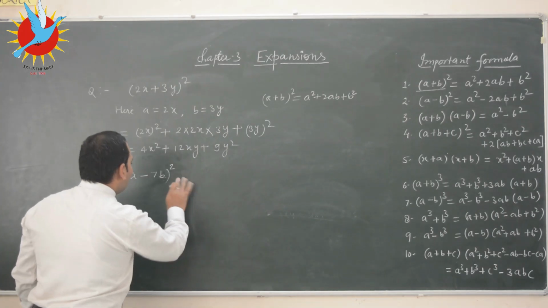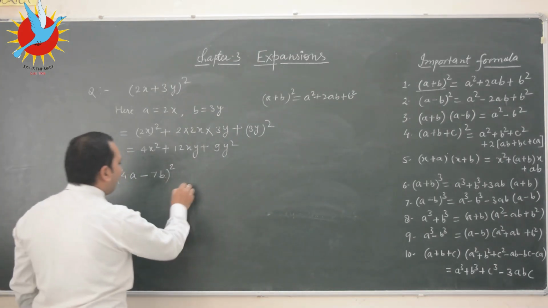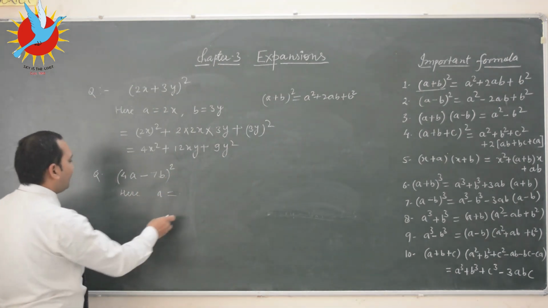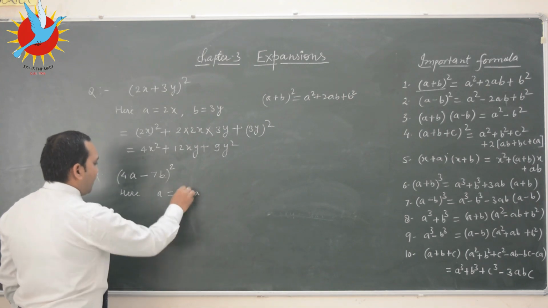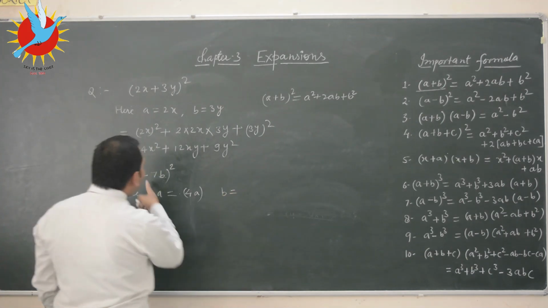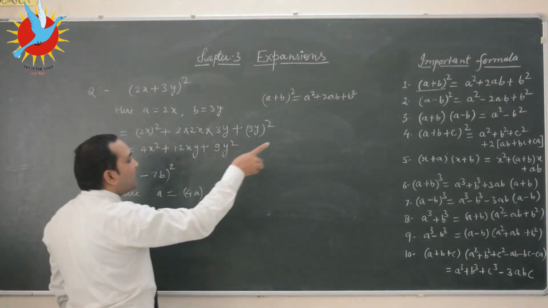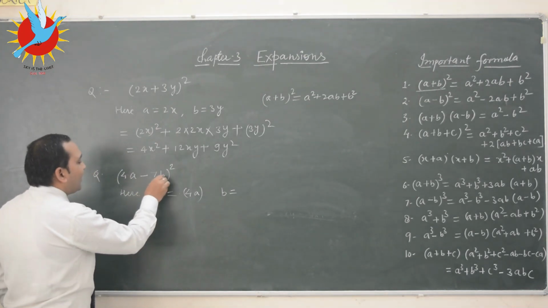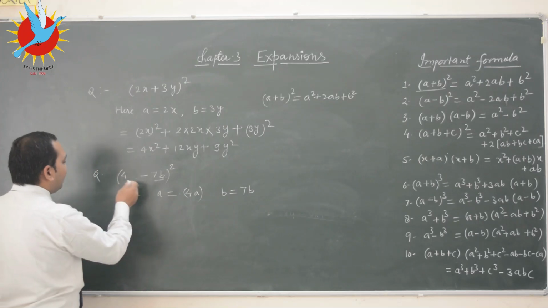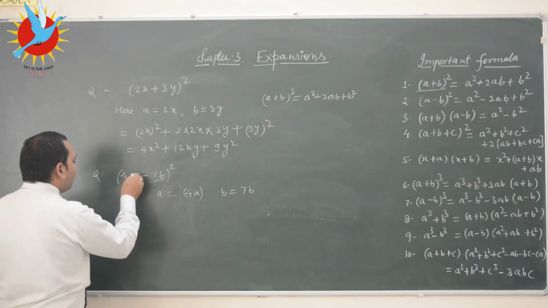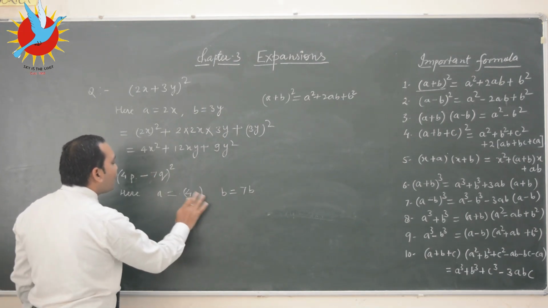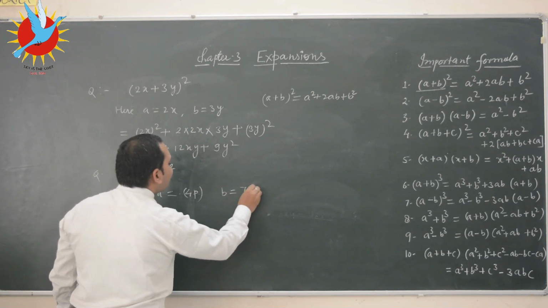So we can use the formula. First we write the value of A, the first term. A is equal to 4a and b is equal to 7b, not minus 7b, because this is the formula a minus b whole square. Or you can take any other letters, that is 4p and 7q. So a is equal to 4p and b is equal to 7q.